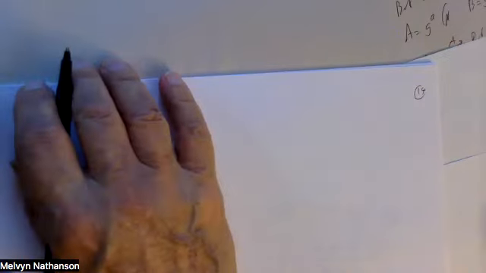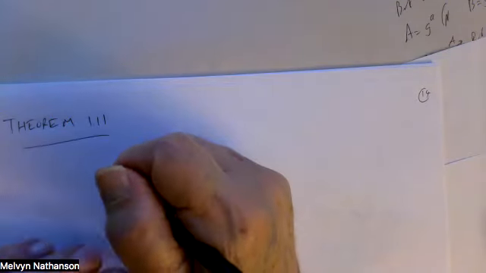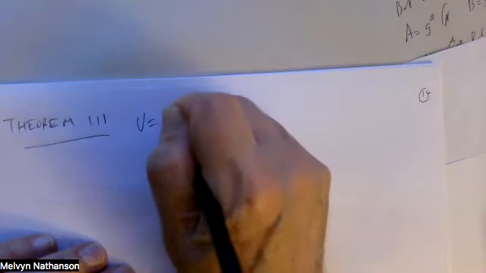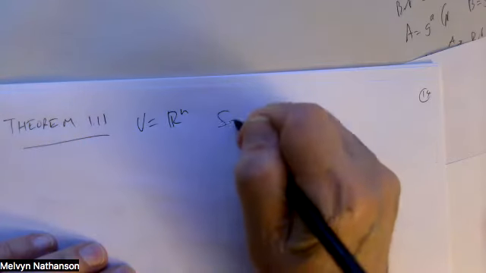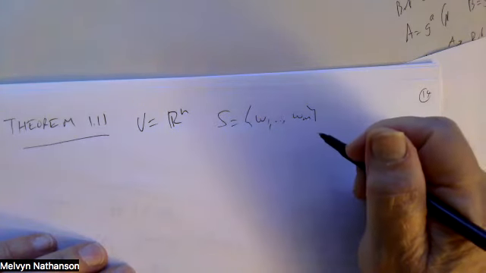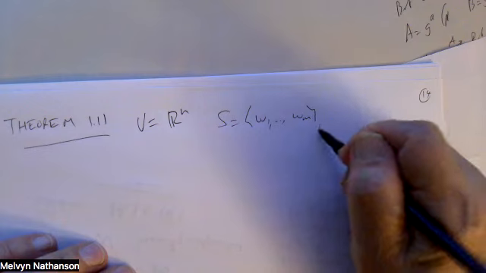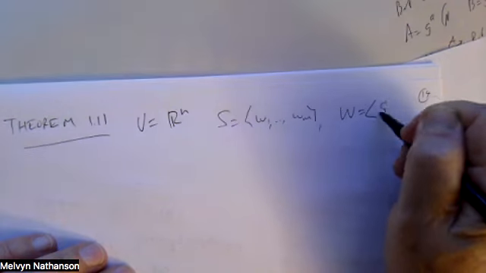It goes back to a basic theorem on systems of homogeneous equations. So this is theorem 111 in the notes. Suppose V is equal to Rn and S is a finite subset of V, and let W be the subspace generated by S.